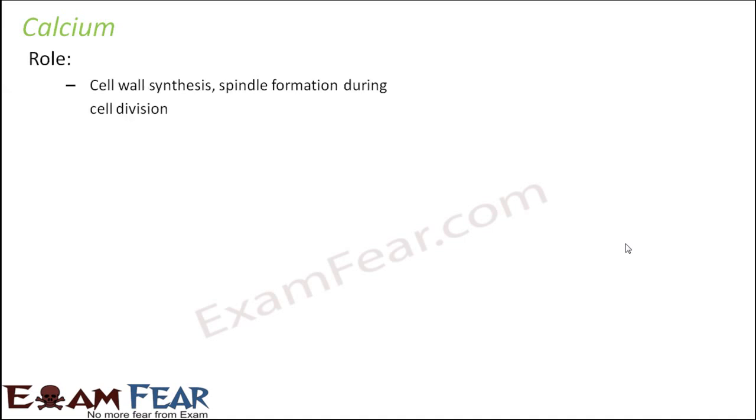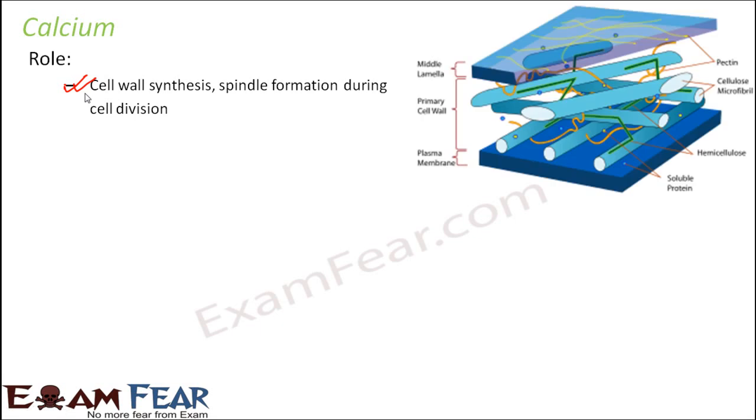The next one is calcium. If you talk about the role of calcium, it helps in cell wall synthesis and spindle formation during cell division, the most important purpose of calcium. So when I say cell wall synthesis, just try to remember the composition of the cell wall. In the cell wall, you have the layer middle lamella which separates the adjacent cells. Below that you have the primary cell wall, right? So this middle lamella is made up of calcium pectate.